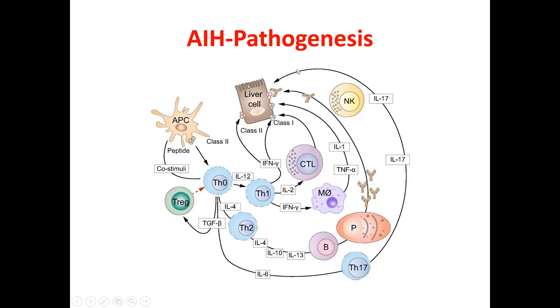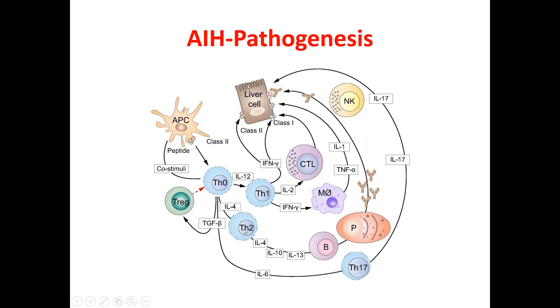How does the injury occur in autoimmune hepatitis? This slide is showing this. Now, this is an antigen presenting cell, which we all know is usually macrophages in the liver. This antigen presenting cell takes up the hepatocyte antigen and presents it to the T helper cells, which subsequently can differentiate into Th1 and Th2. Th1 injures the hepatocyte by gamma interferon pathways, by activating the T lymphocytes or by activating the macrophages.